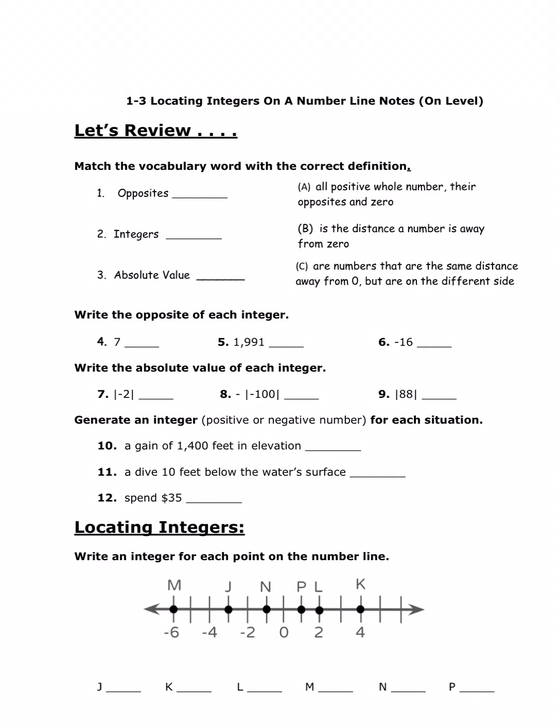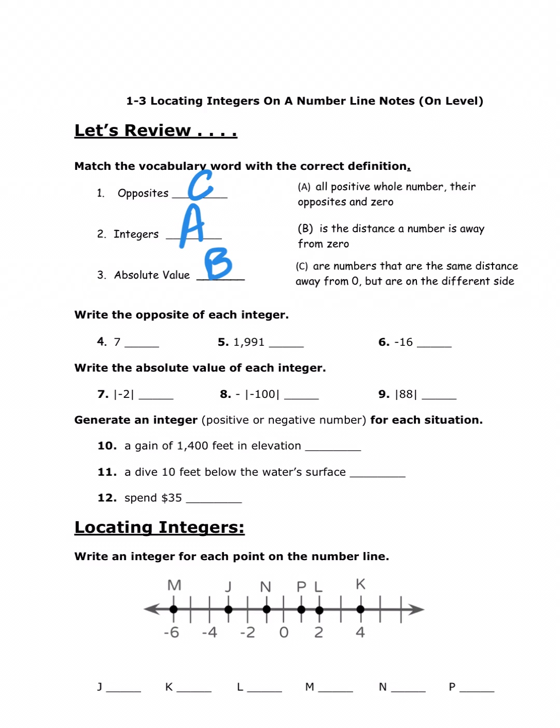All positive whole numbers, their opposites and 0. Those are integers. The distance a number is away from 0, that is our absolute value. And numbers that are the same distance away from 0 but on a different side, those are opposites. So let's practice with some of these. It says write the opposite of each integer.